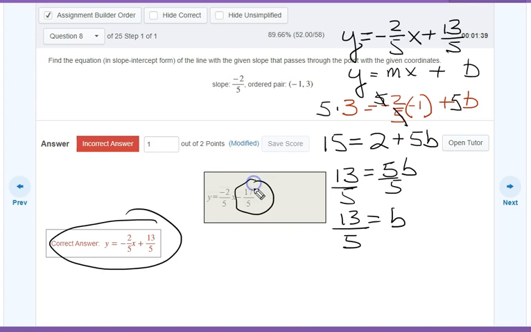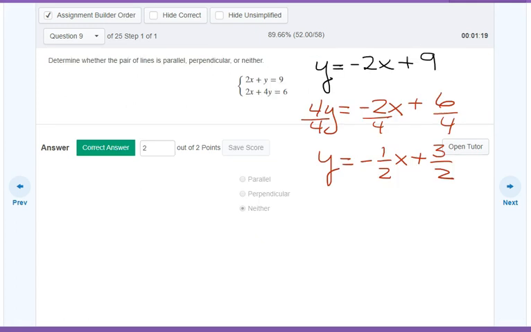Here they were off, but again they were close, so I gave them 1 point of partial credit because they had the slope right. Okay. Now for this set of equations, they're asking us just to determine if the lines are parallel, if they are perpendicular, or if neither.